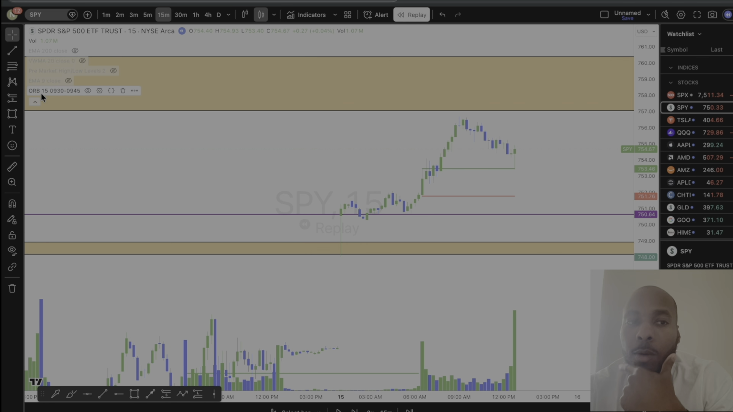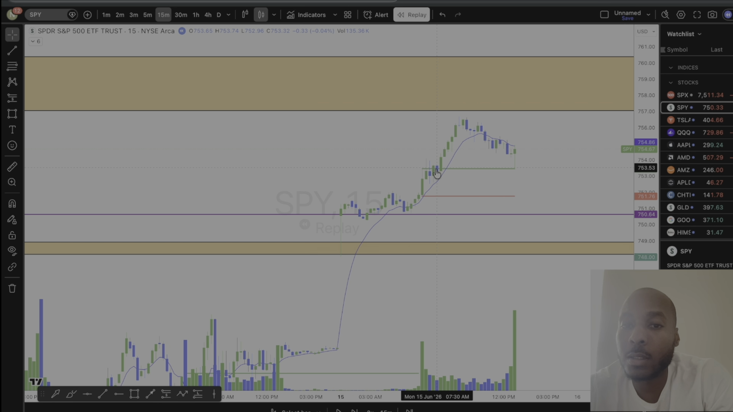Now, this is the time where I'll turn on the 9 EMA. If it's above the 9 EMA, I take calls. If it's underneath the 9 EMA, I take puts. Very simple, but your strategy has to be there, okay? Now, it broke above on the 15-minute. That's what I'm waiting for. Then I'm looking for a retest.